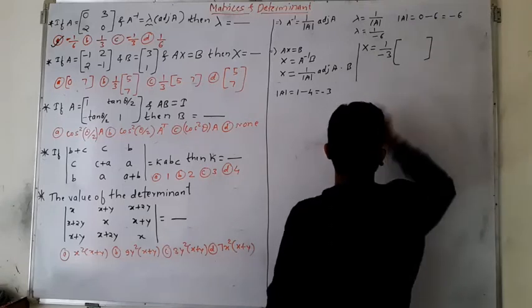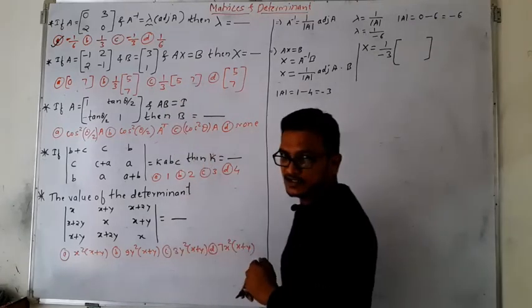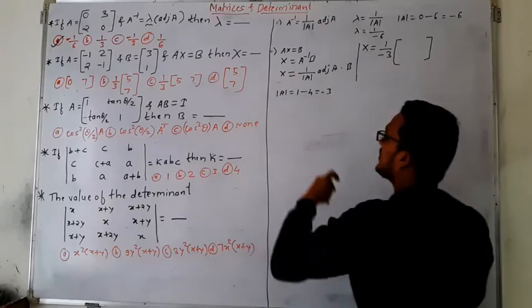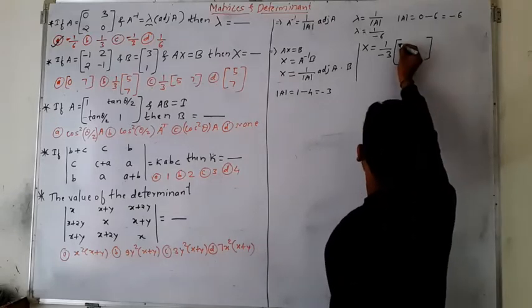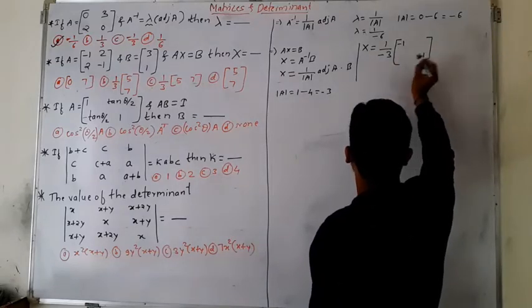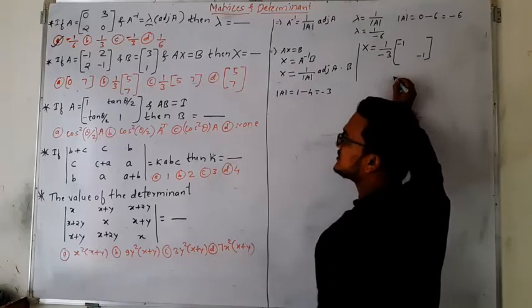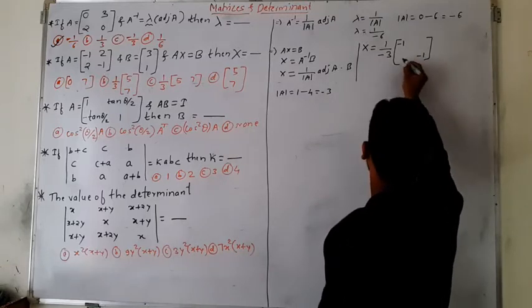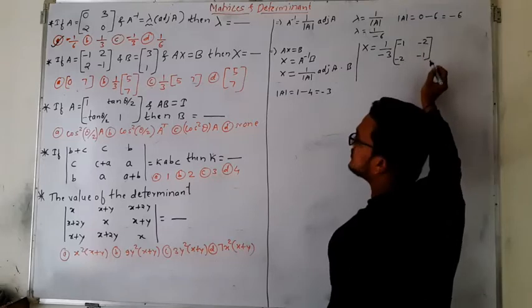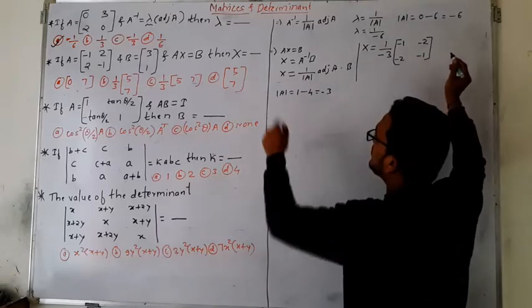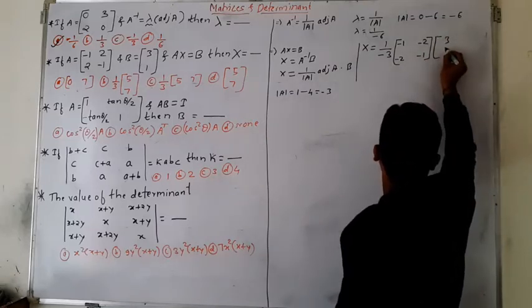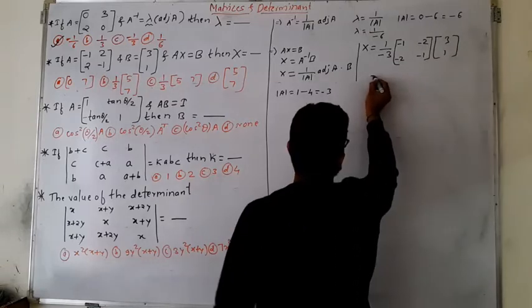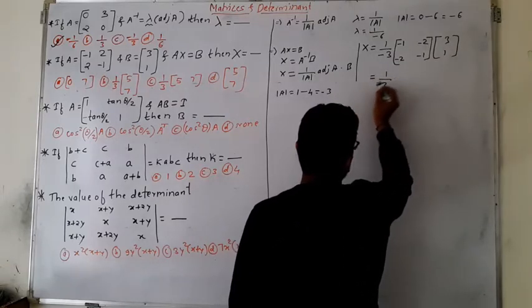It is a 2 cross 2 matrix, so we can write the adjoint directly. How to write that adjoint directly? We have to interchange the principal diagonal elements and change the signs of the non-principal diagonal elements. It becomes minus 1, minus 2, minus 2, minus 1, into B. What is B here? 3 and 1. So this is 1 upon minus 3 as it is.